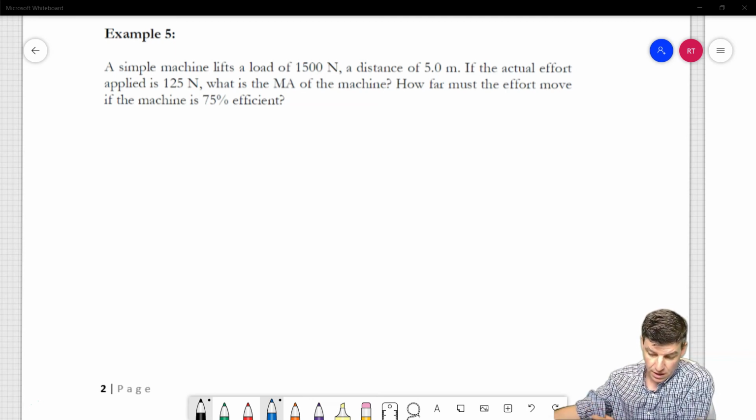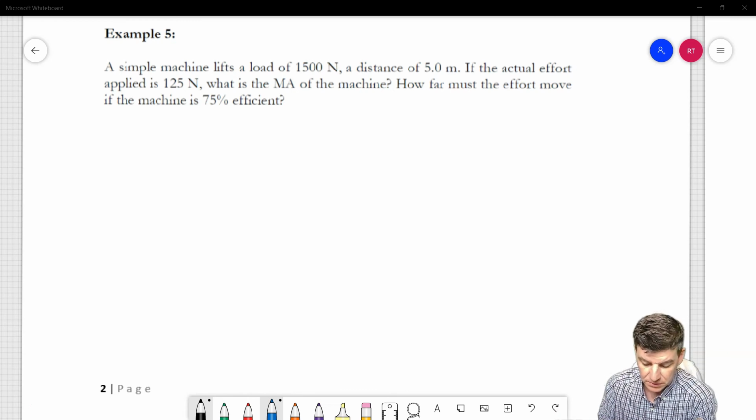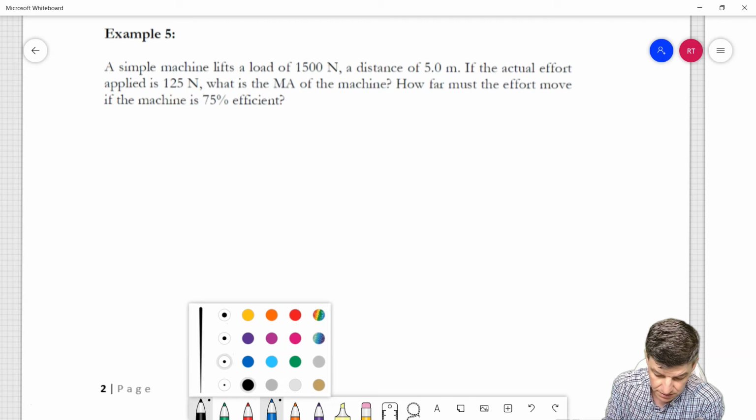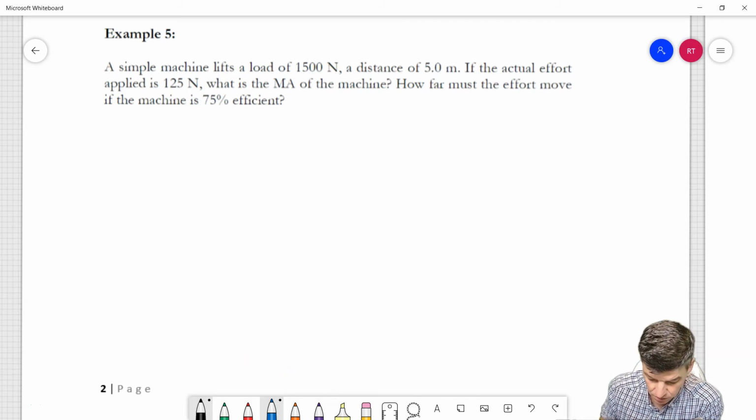This is a pretty common style of question at your third class level. You're going to need to be able to deal with MA, VR, and efficiency to find an unknown quantity. What I'd suggest is that a good starting point for a question like this is to just make note of what we know and arrange the units so that they're compatible. So move all of the forces into newtons, all of the distances into meters or centimeters. As long as they're consistent, you'll be okay in these questions.